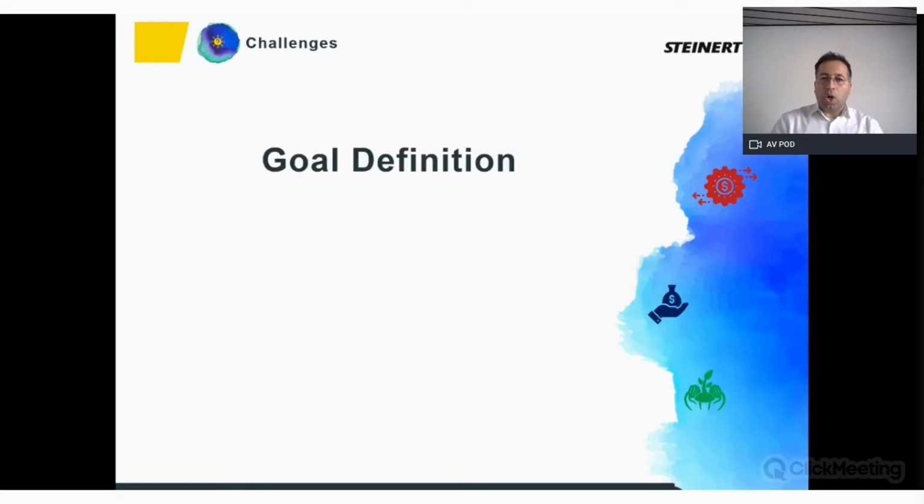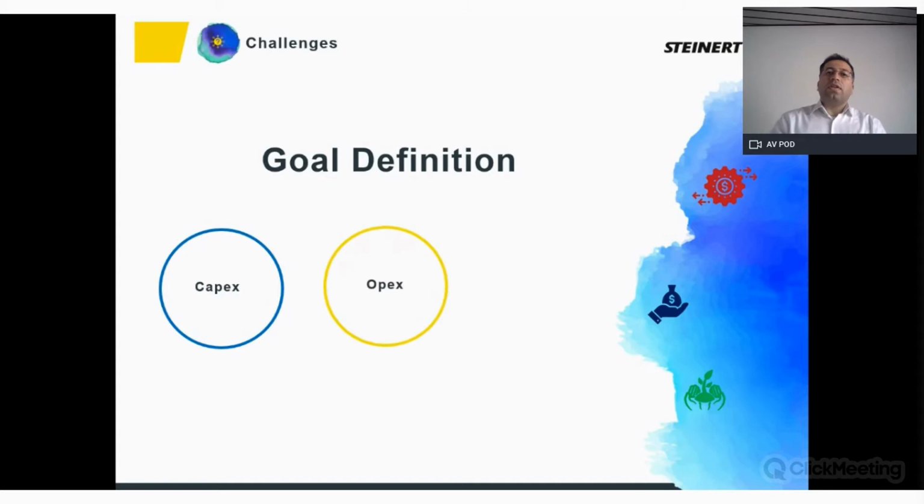Let's define some goals. What is the goal of this test work? The first one is we want to think about the capex. The second one is we will discuss the opex, the operational cost. And at the end, we want to know how environmentally friendly the processing method and the technology are.